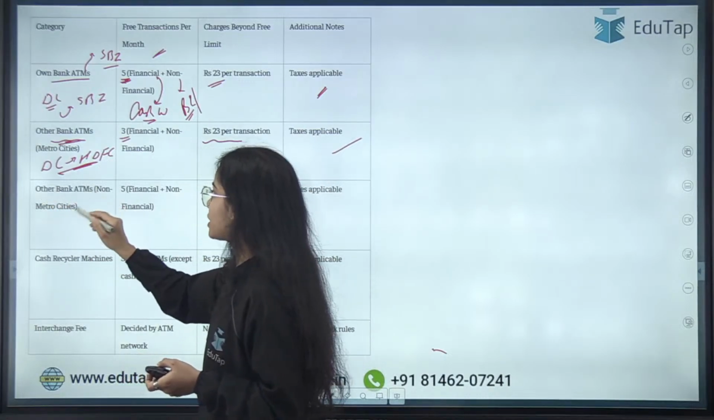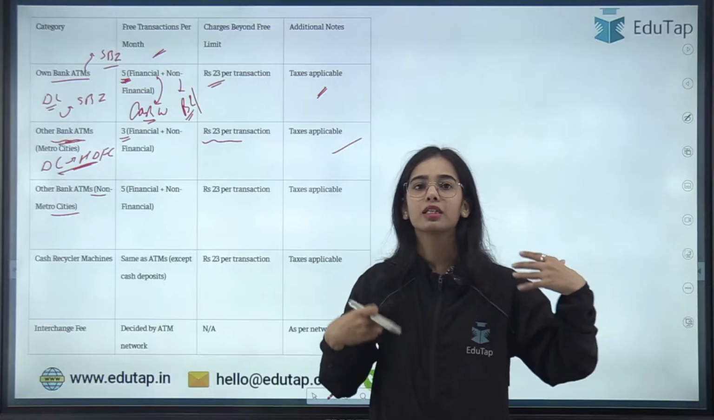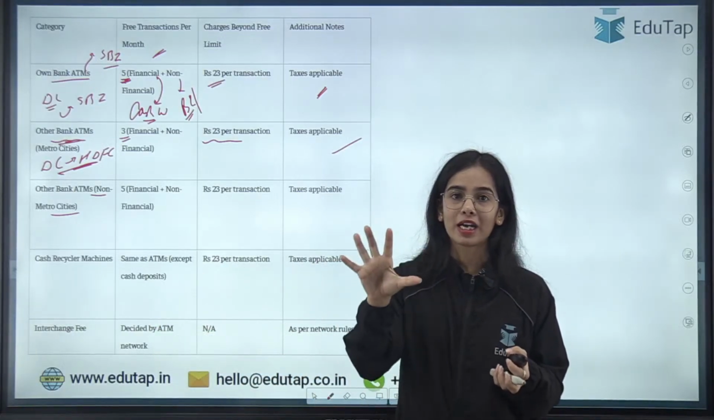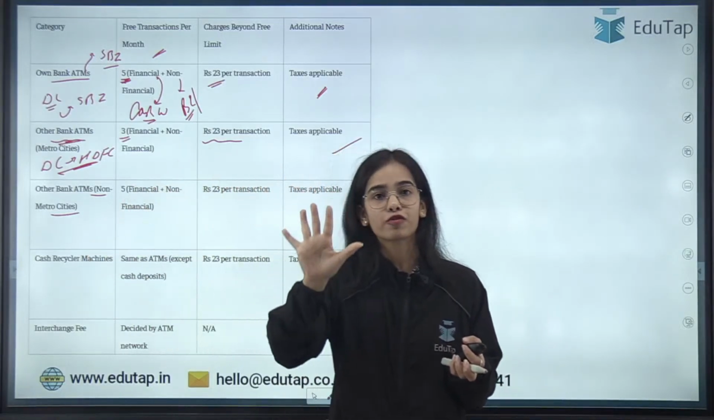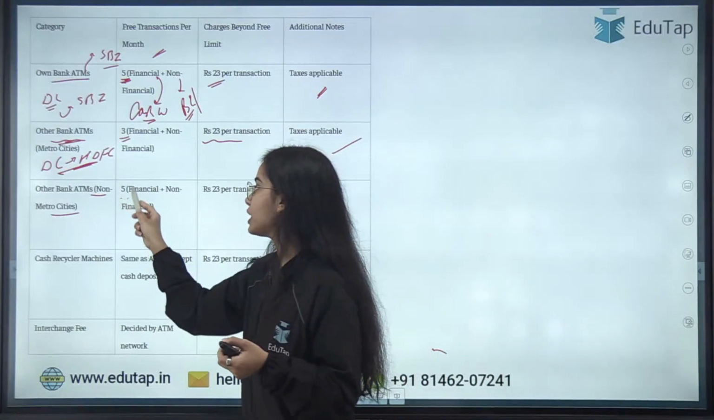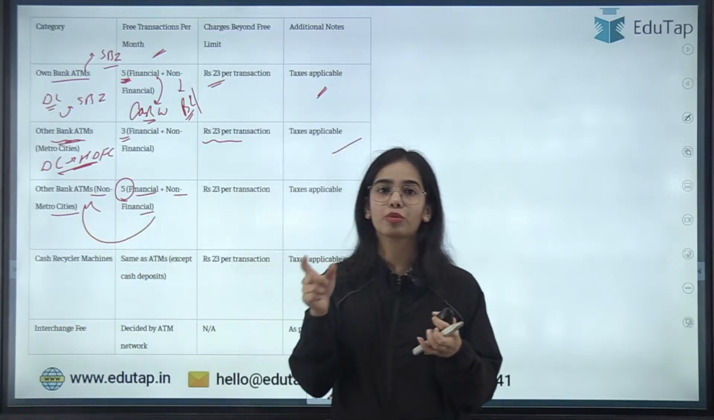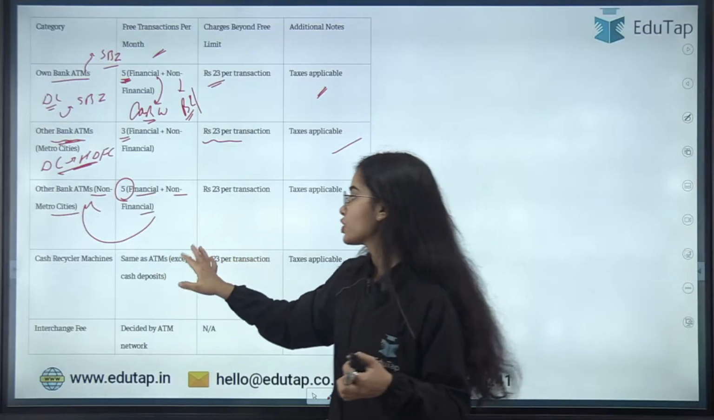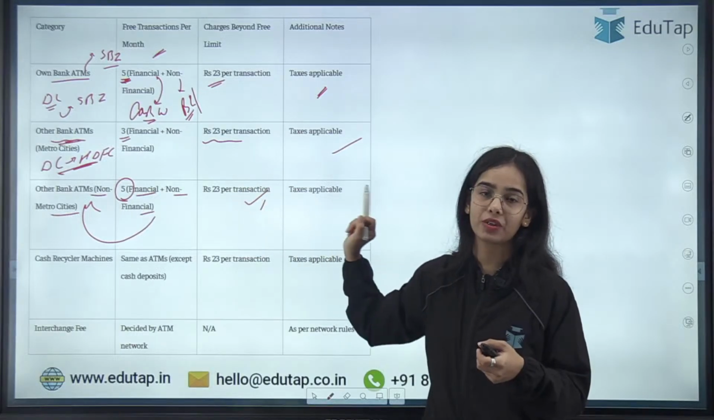Now the other bank's ATMs, but in non-metro cities. So the ATM is of some other bank, but you are in a non-metro city, then you are getting 5. Even if you are going to some other bank's ATM, you still get a limit of 5 free transactions, financial and non-financial, if you are taking out the money from the other bank's ATM in non-metro cities. So this is the idea, and the same maximum charge is up to ₹23 per transaction.